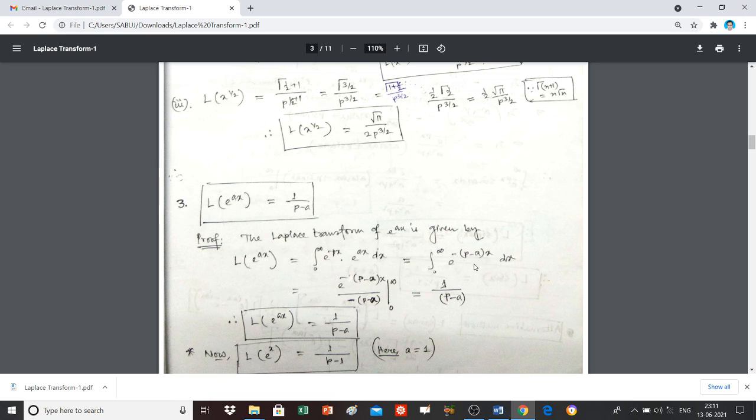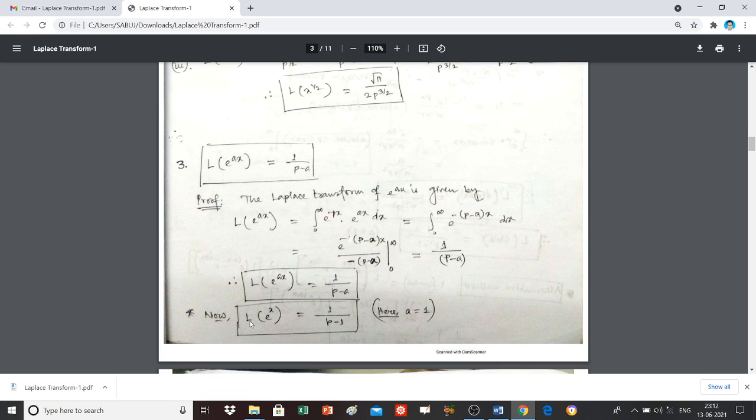So the integration of this function is e to the power minus px by minus (p minus a), from 0 to infinity. Now if we use the upper limit infinity, then this will go to 0, and for the lower limit another minus will appear, so this will get a positive sign. Then if you use 0, this will go to 1, and this will give you p minus a. So finally we obtain the Laplace transform of e to the power ax is equal to 1 by (p minus a).